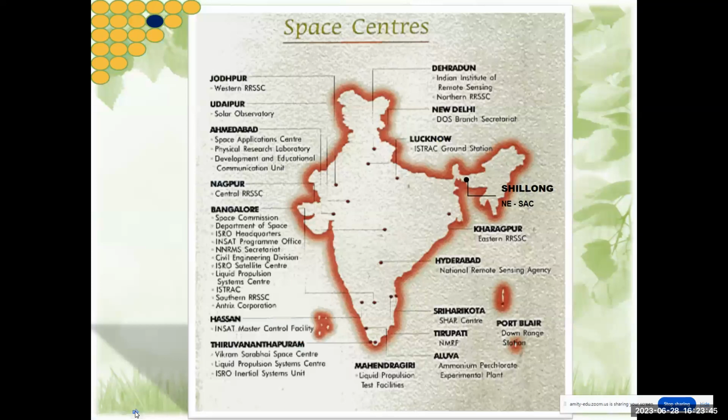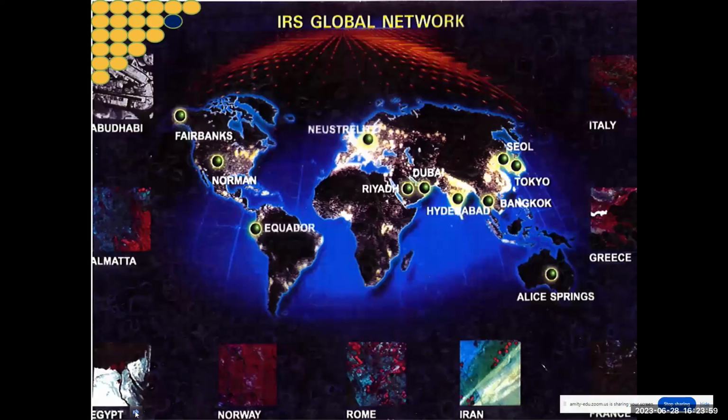So each and every state has its own space center, like Jodhpur, Udaipur, Ahmedabad, Nagpur, Bangalore, Dehradun, New Delhi, Shillong, Hyderabad. Each is governed by the central ISRO agencies, and these are the Indian Remote Sensing Global Network. We have tie-ups with a number of countries like Italy, Greece, Ecuador, Normans, and many more. So these are some collaborating institutes with our country.